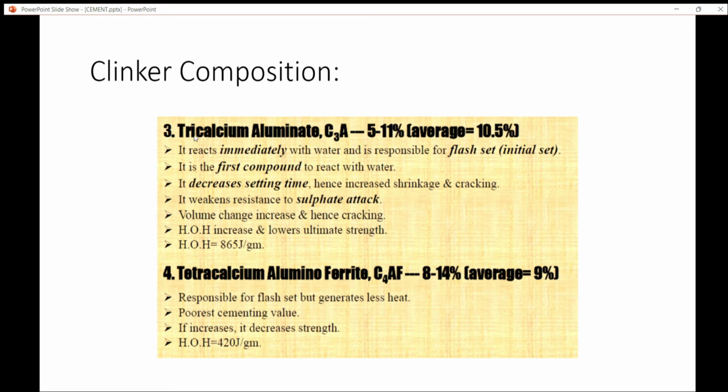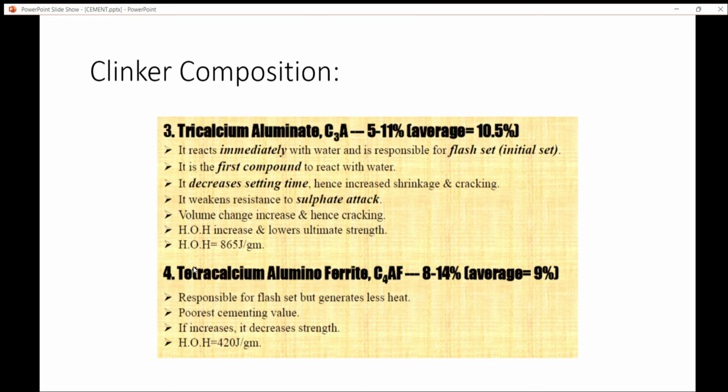The next one is tricalcium aluminate, which we denote as C3A. The average proportion is 10.5%. It reacts immediately with water and is responsible for flash set, initial set. It is the first compound to react with water. It decreases setting time, hence increased shrinkage and cracking. It weakens resistance to sulfate attack, volume change increases and hence cracking. Heat of hydration increases and it lowers ultimate strength. Heat of hydration is 865 joules per gram.